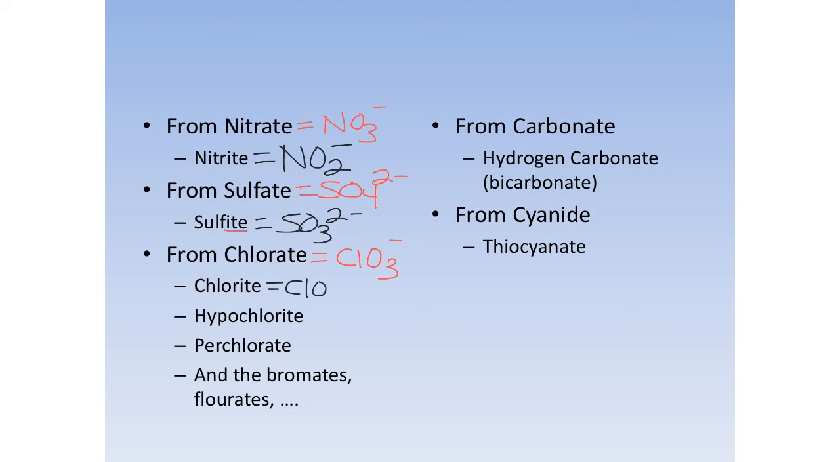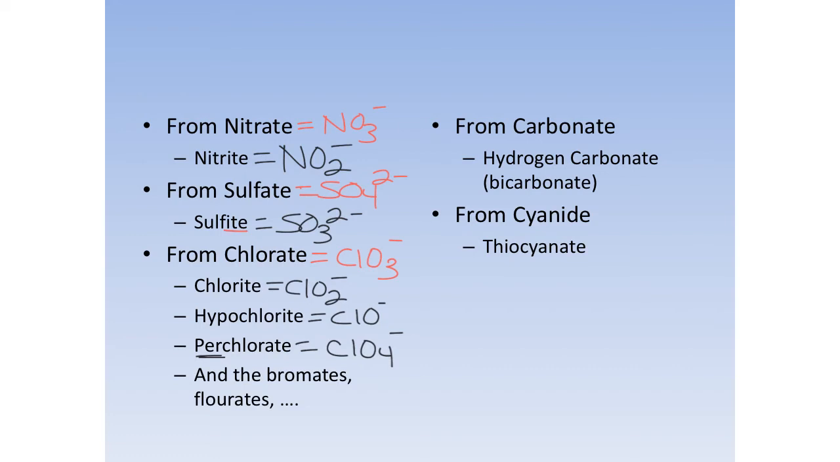Then we have chlorate, so that's ClO3 minus. Ite would be 1 less O, ClO2 minus. Hypochlorite is 1 less than the ite, so ClO minus. Perchlorate, perfect overachiever, 1 more than the ate form. And then if we know the chlorate series, we know the bromate, fluorate, and iodate series.